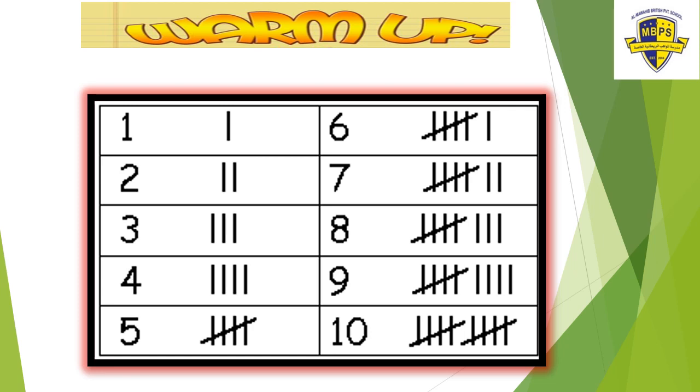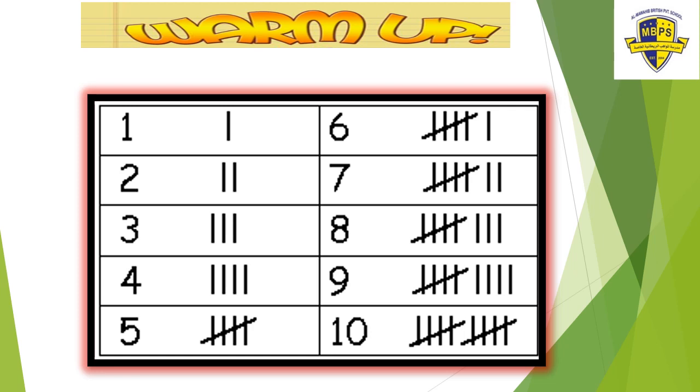4, four straight lines. Now when we go to number 5, you can see that we have 4 straight lines and the 5th line will go across the 4 lines. So this is 5. Now when you go to number 6, you can see that we have 1, 2, 3, 4. The 5th line will go across and then we have one standing line which gives 6. 5 plus 1, 6.